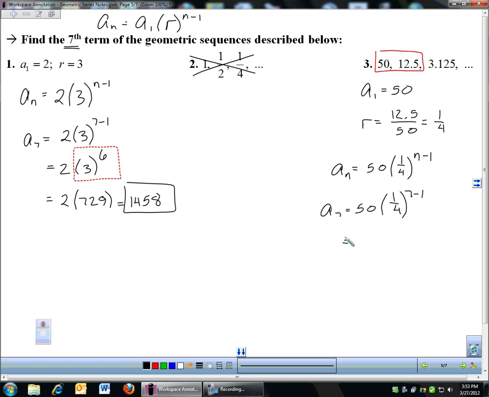So 50 times 1/4 to the power of 7 minus 1, that's 6. And I'm punching that in the calculator, and it gave me an ugly decimal of 0.01220700313, some ugly stuff. What I'm actually going to do is get the fraction answer and see what that is, and it's 25 over 2048. So that is what the seventh term is in this sequence. That's a geometric sequence, finding the nth term.